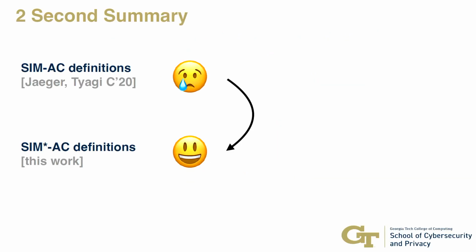First, let me give you the quick two-second summary in case anyone needs to run to the hallway track. I point at a previous definition of mine in a paper with Nirva and Tyagi, and I show some ways in which it makes me sad. I can't prove everything I want to. In this work, I give a new version of the definition where I can prove all the old things and these new things, so it makes me happy.